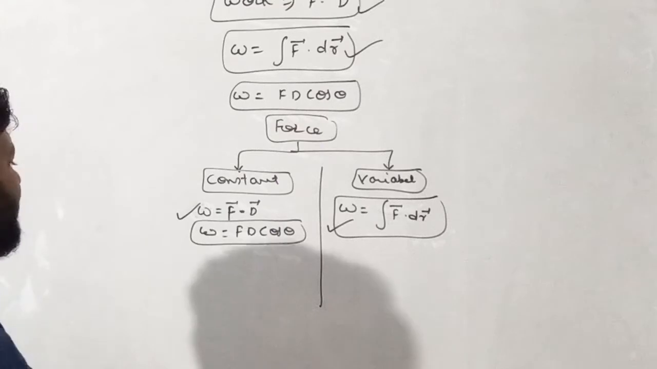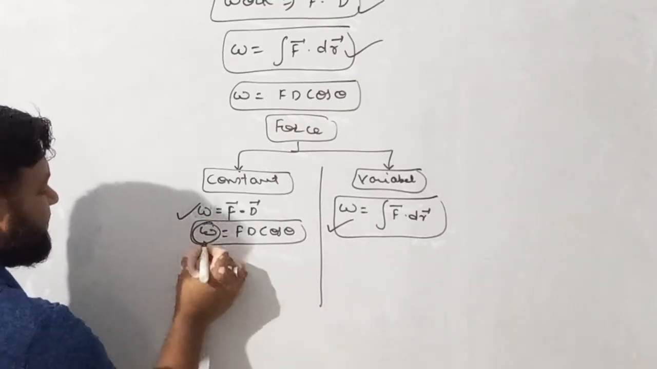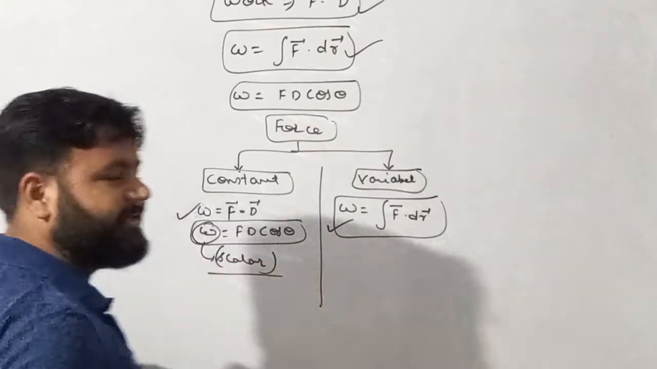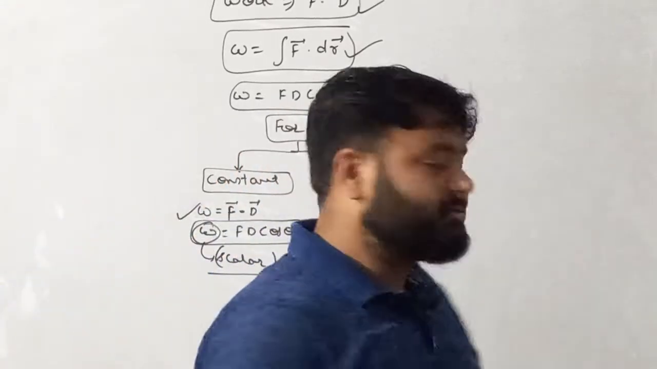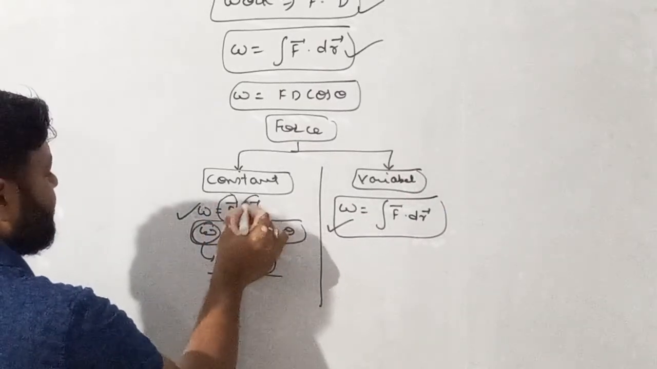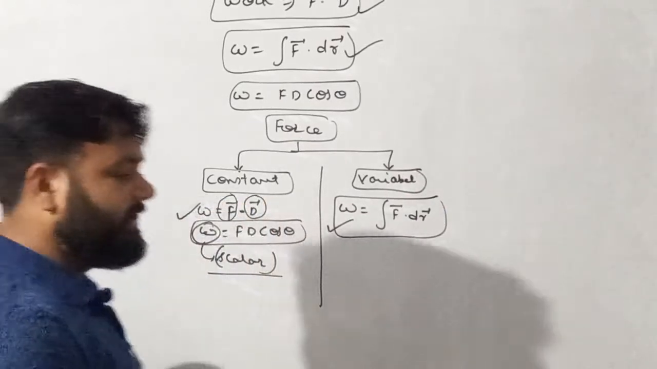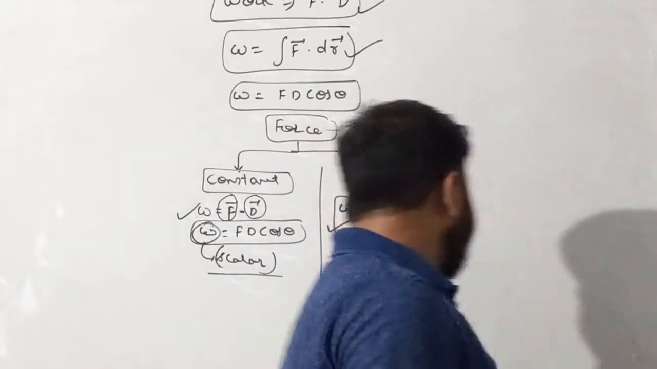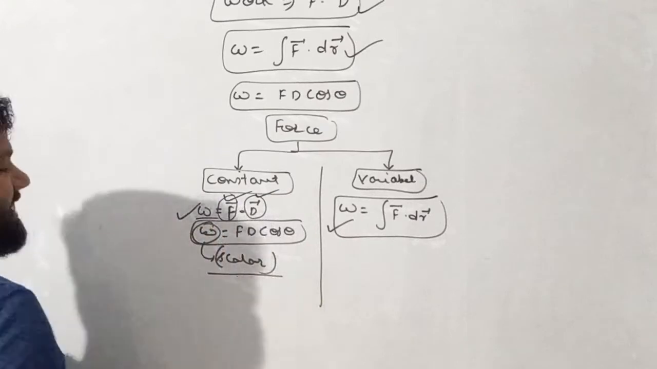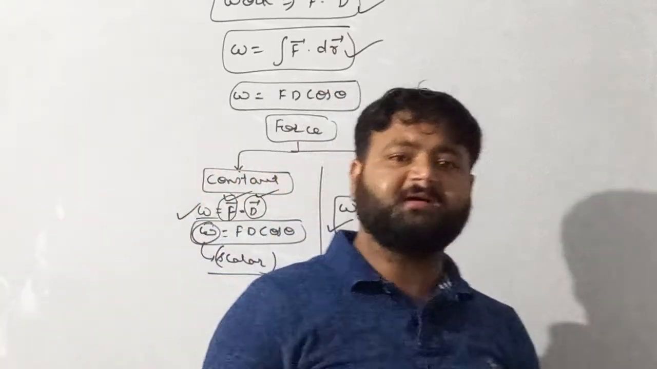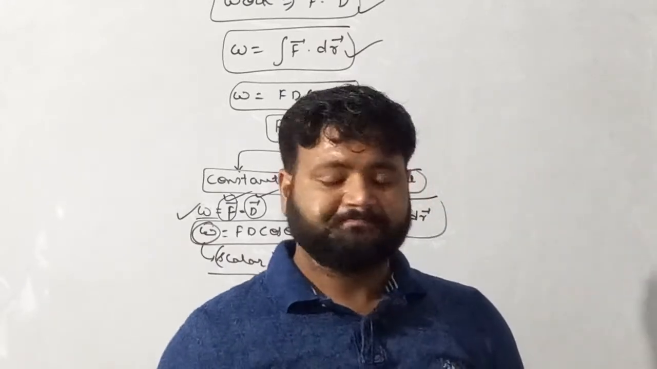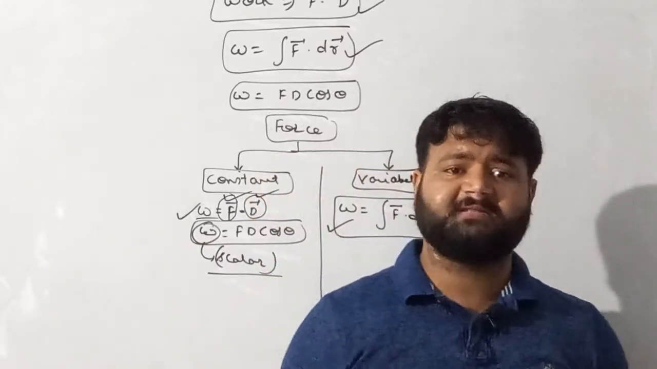In last lecture we already discussed that work done is a scalar quantity. It only depends on magnitude but not direction. That's why I'm saying work done is basically the dot product of force and displacement. On the basis of the angle between force and displacement, work done is classified into three types: work is positive, work is negative, or it may be zero. In last lecture we discussed all three cases.